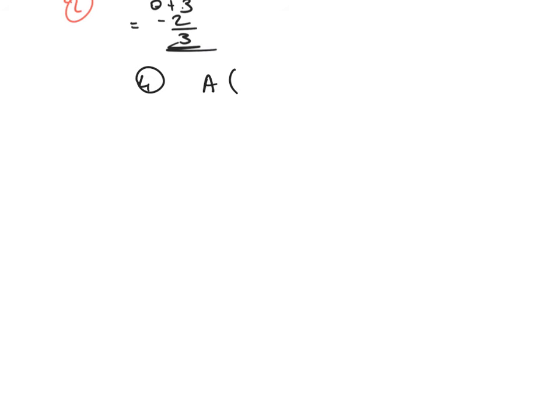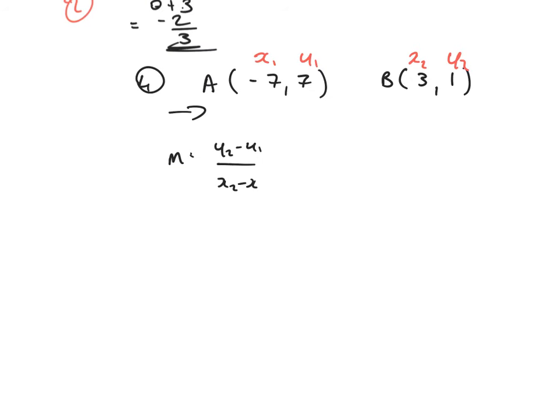So this will be a line AB. The point A is minus 7, 7 and the point B is 3, 1. Okay, so again, let's label the coordinates. First x coordinate, x1, first y coordinate, y1. Second x coordinate, x2, second y coordinate, y2. Remember that we always label from left to right, going in that direction. Okay, the gradient is given by y2 minus y1 over x2 minus x1, so that's just a straight substitution. Where I see y2, I put in 1, y1 I put in 7, x2 I put in 3, and x1 I put in minus 7.